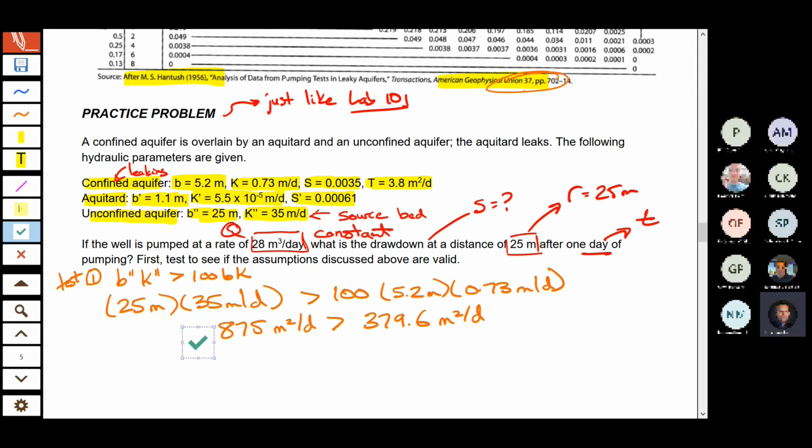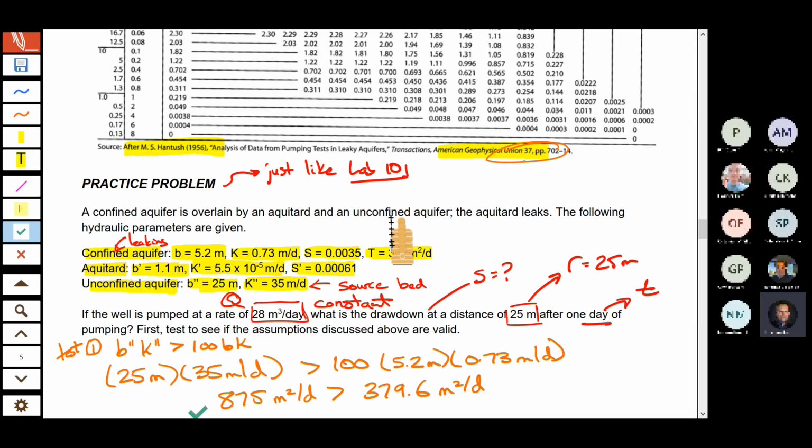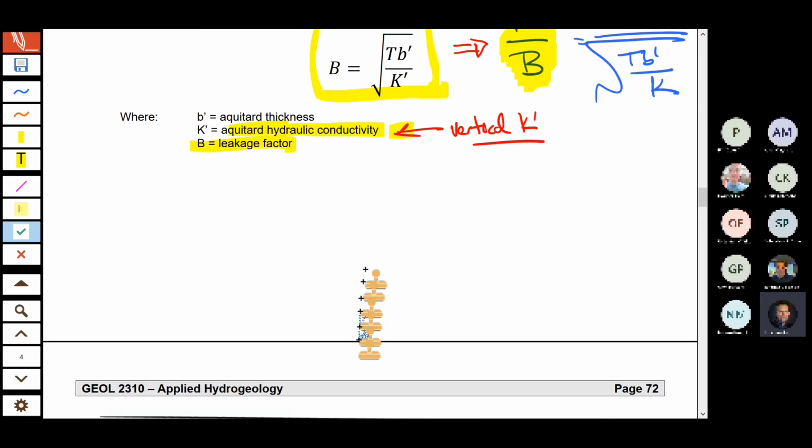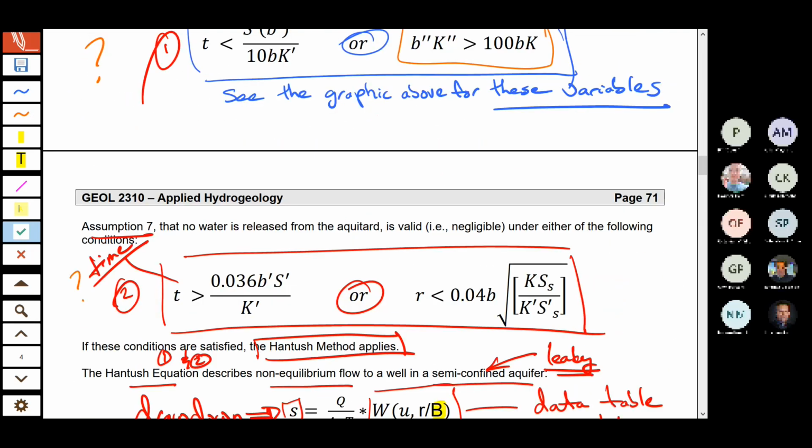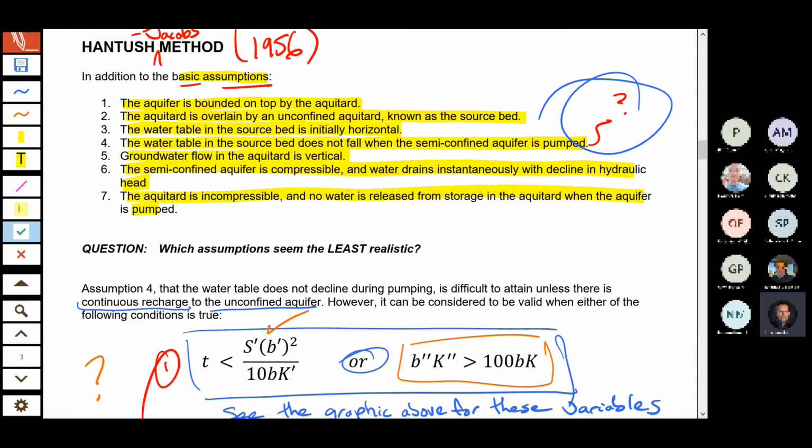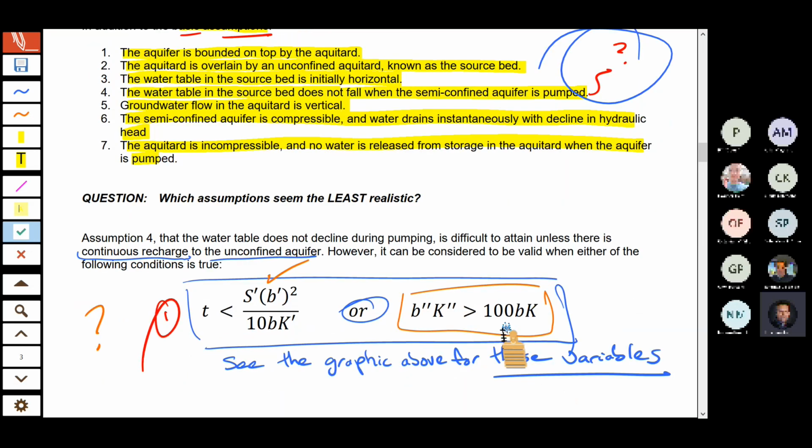That means the assumptions that we made in step 4, and let me gently go back. Let me scroll up here to step 4. That specified the water table in the source bed does not fall when the semi-confined aquifer is pumped. Number 4 is proving that. Essentially, it's proving that we have infinite recharge. But now let's test number 7. If the aquitard is incompressible, no water is released from storage in the aquitard when the aquifer is pumped.